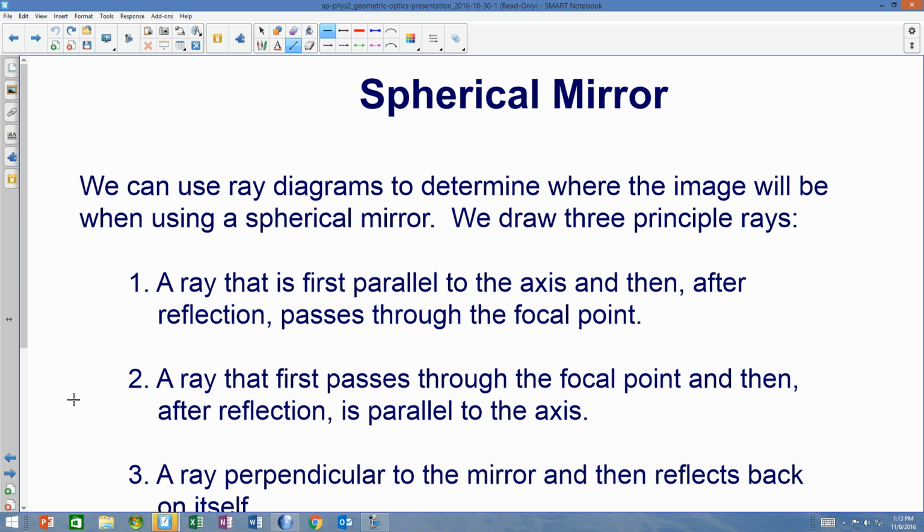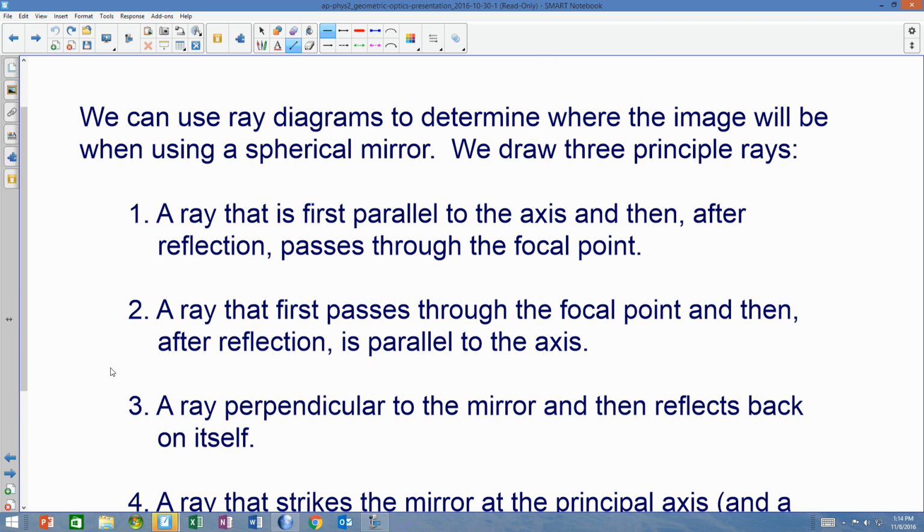We can use ray diagrams to determine where the image will form when using a spherical mirror. There are three principal lines that we're going to draw, three rays. The first ray is parallel to the principal axis, and then after it reflects, it goes through the focal point. The second ray passes through the focal point, and then after reflection, exits parallel to the principal axis. The third ray will go through the center of curvature and back out again. So this is a light ray that's perpendicular.